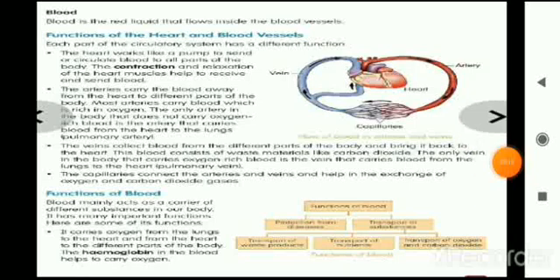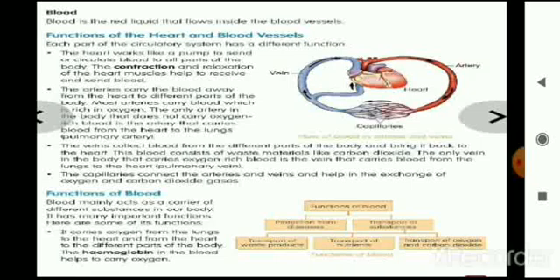What is the function of heart? Heart works like a pump, to send or circulate blood to all parts of our body. The contraction and relaxation of the heart muscles help to receive and send blood. Clear? And what are the functions of blood vessels?